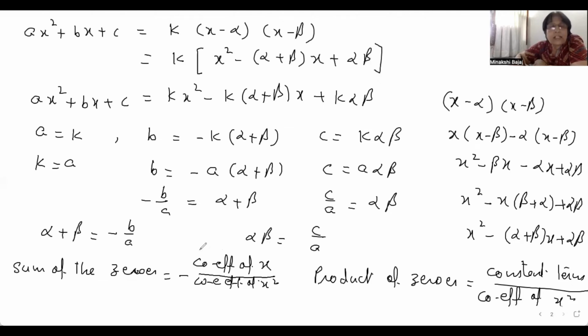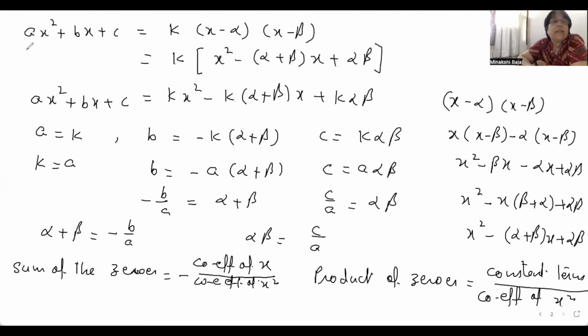So this is the relationship between zeros and coefficients of a polynomial. Alpha and beta are the zeros, b and a are the coefficients, and the relationship is: sum of zeros is equal to minus coefficient of x upon coefficient of x square, and product of zeros is equal to constant term upon coefficient of x square. So you are to learn this. Alpha plus beta is equal to minus b by a, alpha beta is equal to c by a.